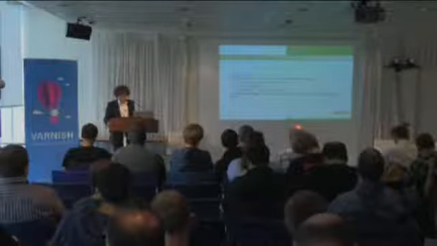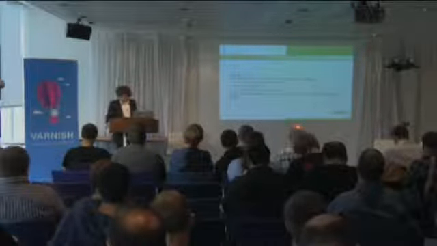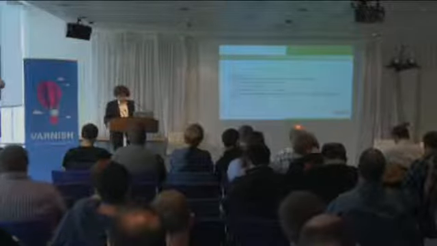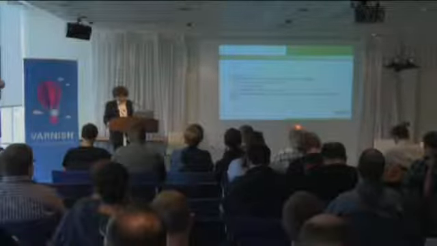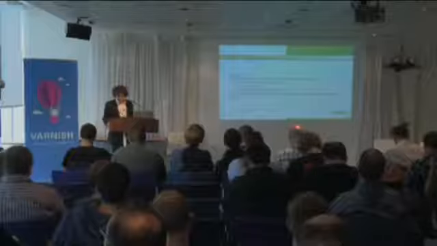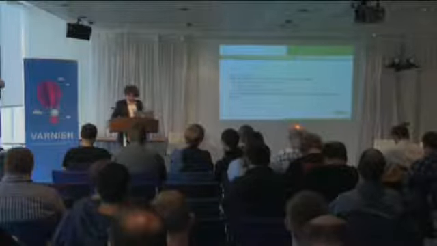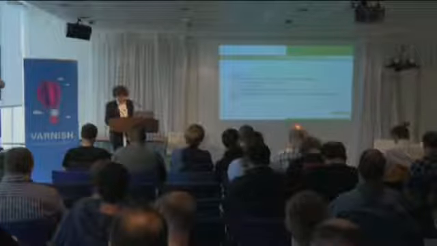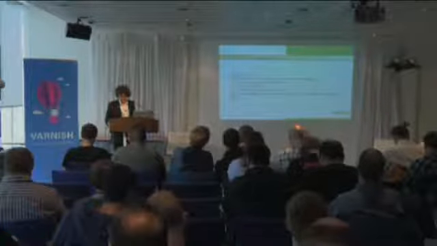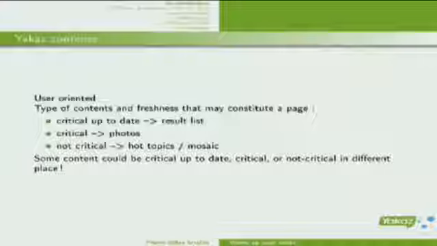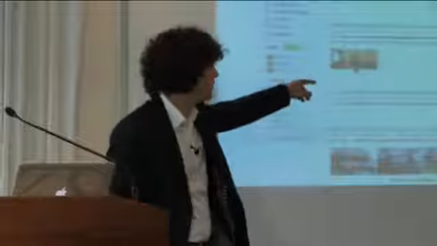The second category we call critical content. Those contents are optional, even returning no result. We don't need absolute freshness. Typically, the photos are a good example of this category. The third category is called not critical content. Those contents are optional. Even returning no result is acceptable for us. This category is used for cosmetic content in a page, like hot topics or mosaic. Typically, the mosaic is the 2 things you see under the minimap.